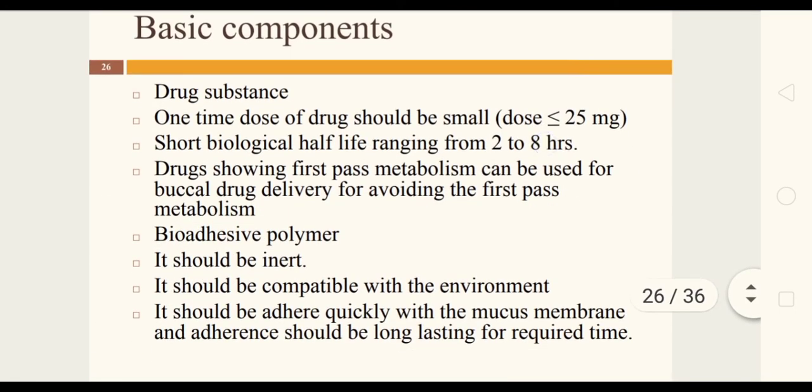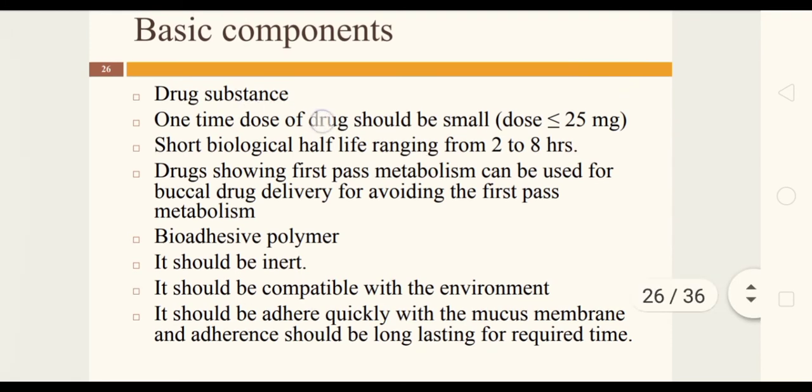Now let's see what basic components we have to consider in designing the drug delivery system.